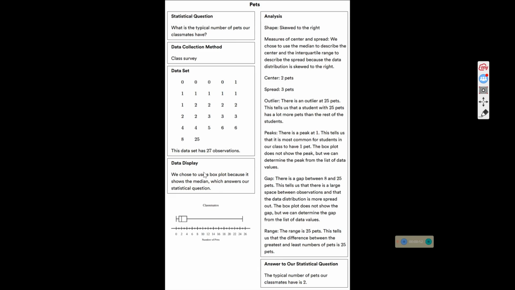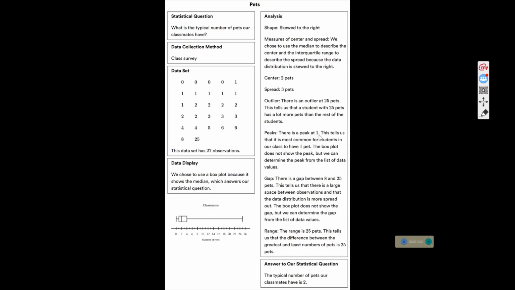Then the data display. They chose to use a box plot, and they've given their reasoning because it shows the median, which answers our statistical question, which would be, what is the typical? They've said that it is skewed to the right. You can see this long line off to the right. The measure of center that they chose was the median, and the spread that they chose was the interquartile range. Then they have both found the median and the spread for the interquartile range. They've described 25 as an outlier because it's off all by itself, far away from the rest of the data.